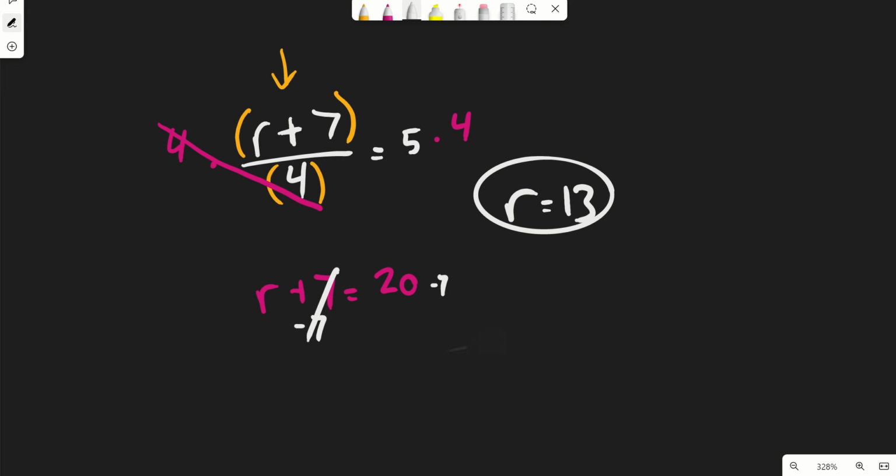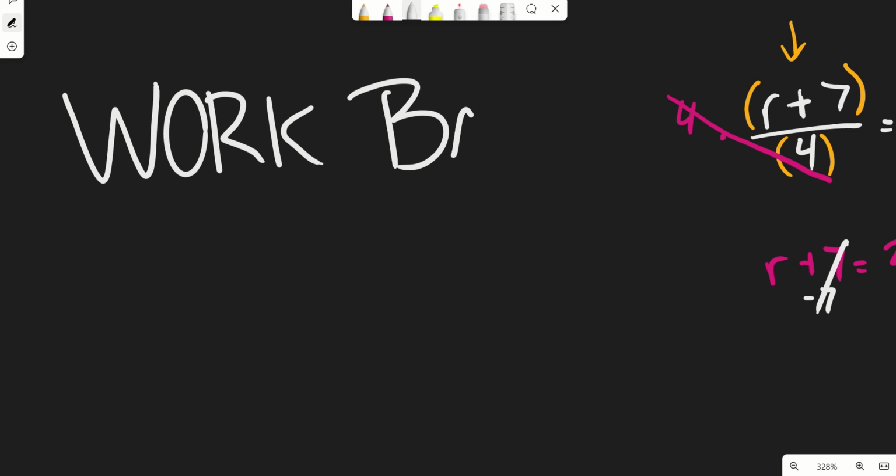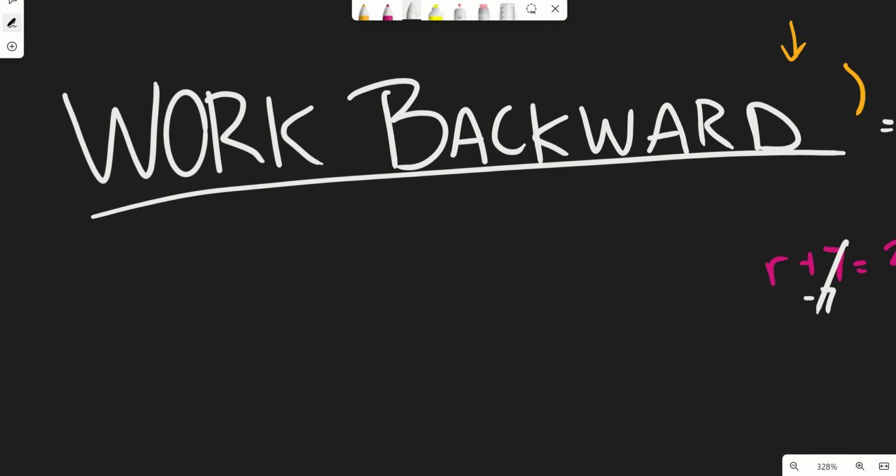So, most important when doing this, I ran into my other letters. Whoops. Work backwards. Hey, look, I almost got rid of them. Oh, man, almost had it. Work backward to solve our equations.